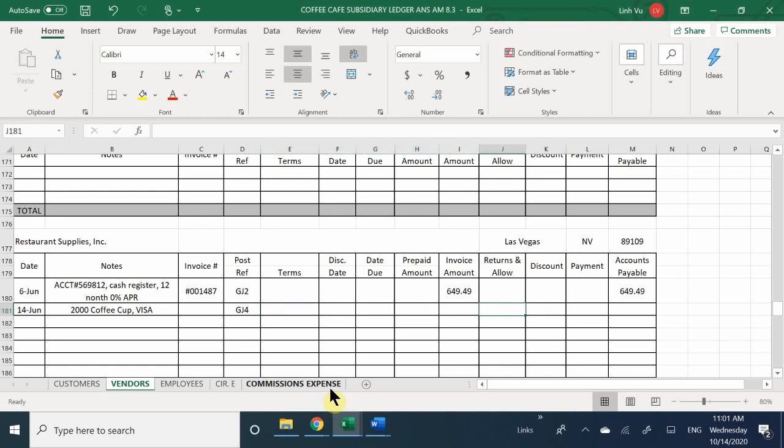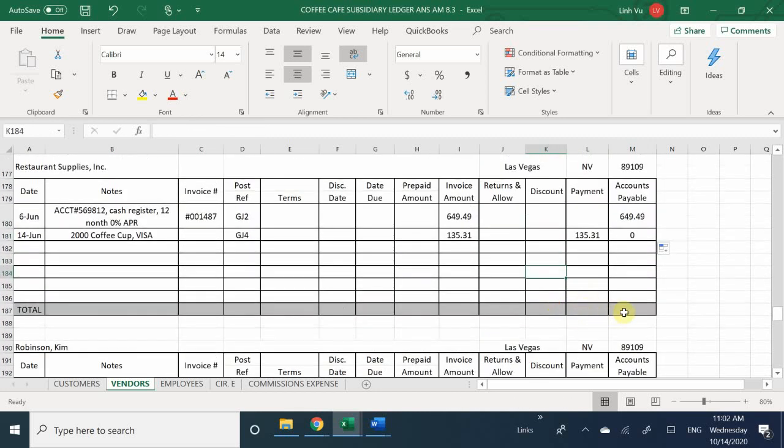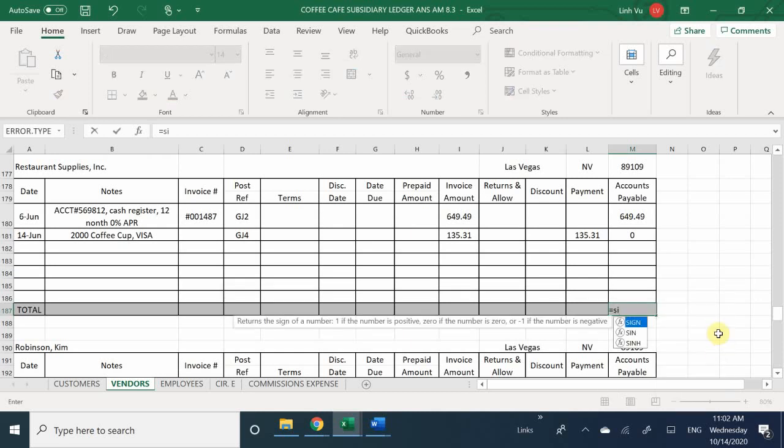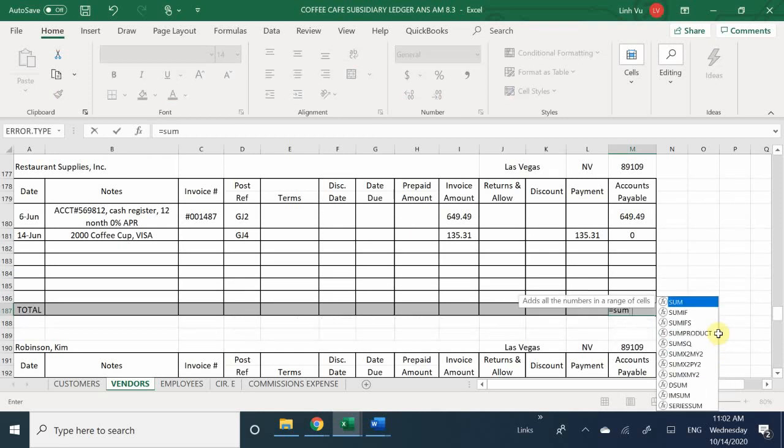And the full amount that I had to pay was $135.31, and I made a payment with my credit card, so $135.31. Therefore, if I drag down my formula here, it should give me 0, meaning I don't owe restaurant supplies anything, except for my cash register that I purchased way back on the 5th of June.